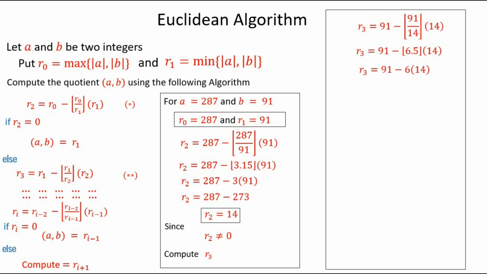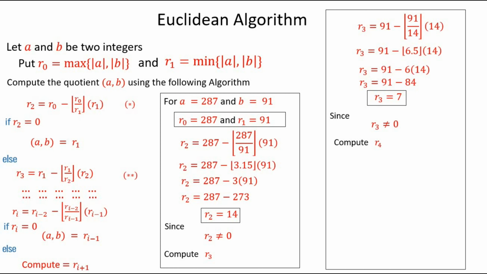So r3 is equal to 91 minus 6 times 14. 6 times 14 is equal to 84. So r3 is equal to 91 minus 84. 91 minus 84 is equal to 7, therefore r3 is equal to 7. Since r3 is not equal to 0, we have to compute r4.